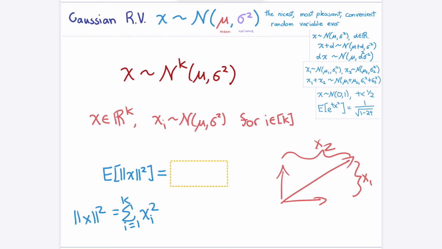Well, let me make this easier. I think I did a bad job. Suppose I told you the mean was 0 for all of these. Now what's the expected length? 0.